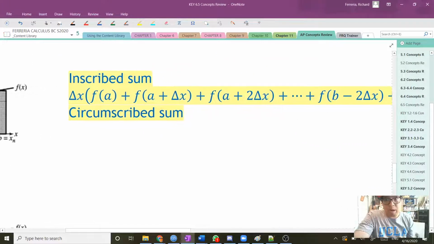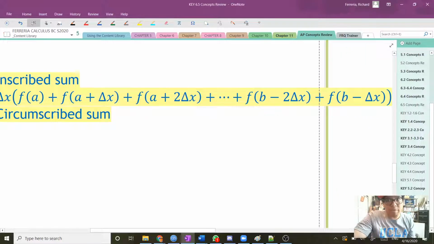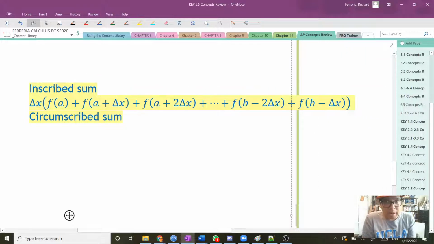So for our inscribed sum, we have this really nice equation. You got delta x factored out of everything. So delta x times a quantity of f of a plus f of a plus delta x plus f of a plus 2 delta x's, all the way to f of b minus the delta x. Now the circumscribed sum is going to work really similarly.